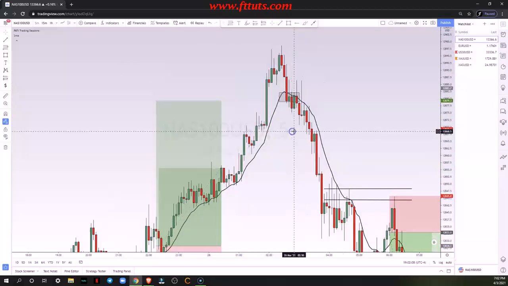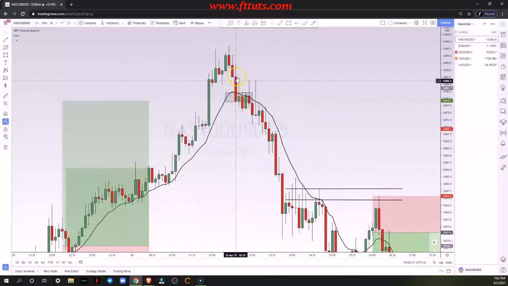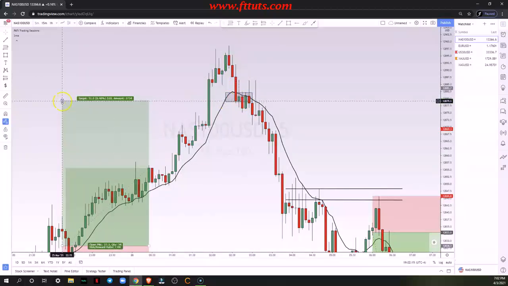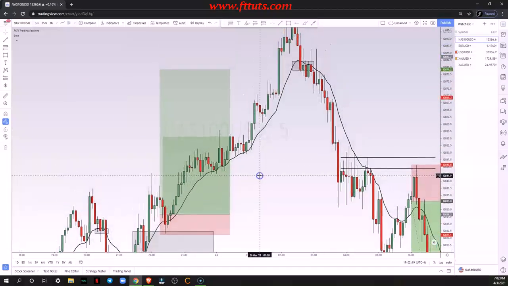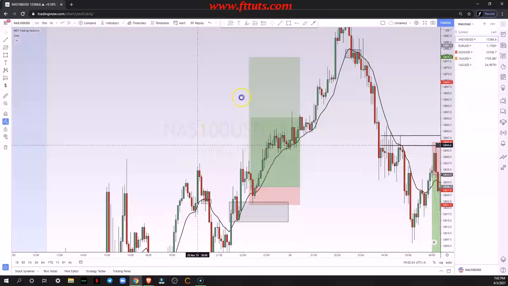Okay. Now, this is a real close below the 13 EMA. So once we line it up with that candle, we get a 1 to 7 risk to reward holding that. Okay, so that's how I like to use the 13 EMA.